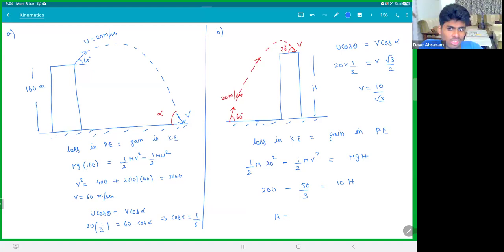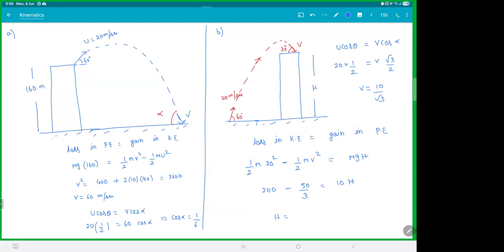Sir, is it 10 by root 3 or 20 by root 3? Yeah, 20 by root 3. Then this would also be 200. Then that would be 40 by 3 meters. Yeah.